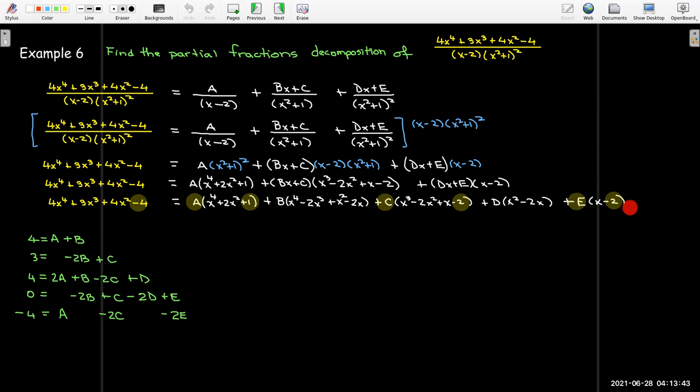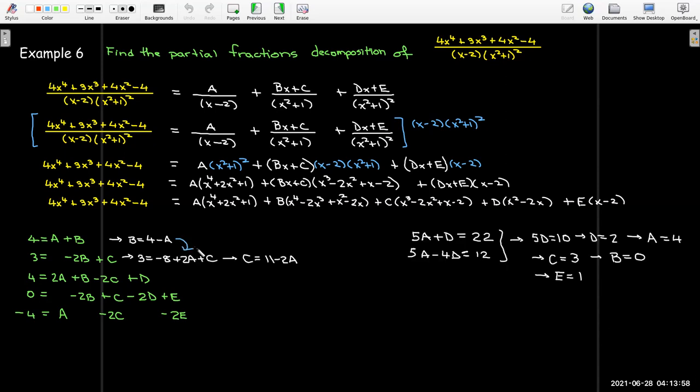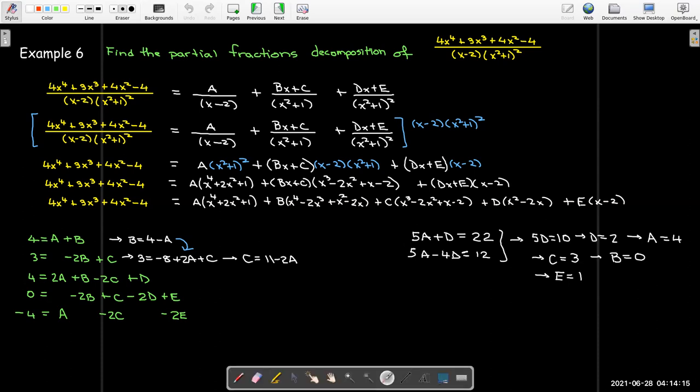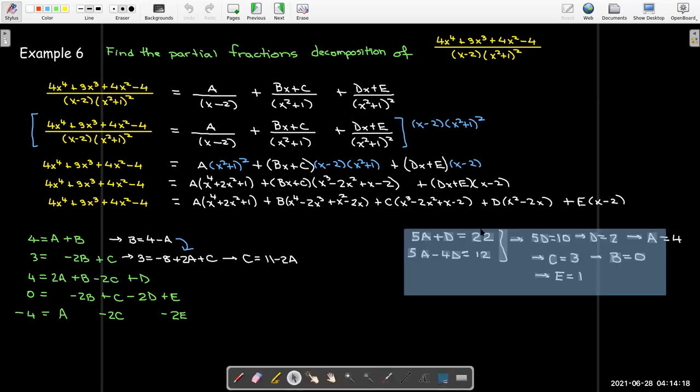So this system of equations is the most complicated one that we've had to solve yet. Let's see if we can work through it kind of systematically. So the first equation tells me that B would equal 4 minus A. If I take that 4 minus A and put it into the second equation and simplify, I can see then that C would equal 11 minus 2A. So I'm getting a little ahead of myself there. So let me go ahead and remove this work. We'll get back to this work in just a minute.